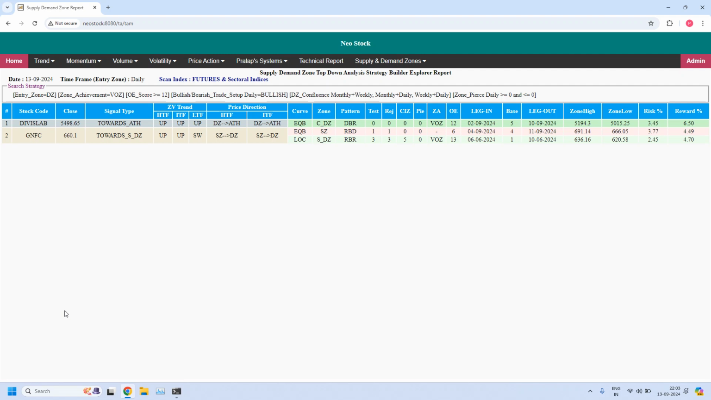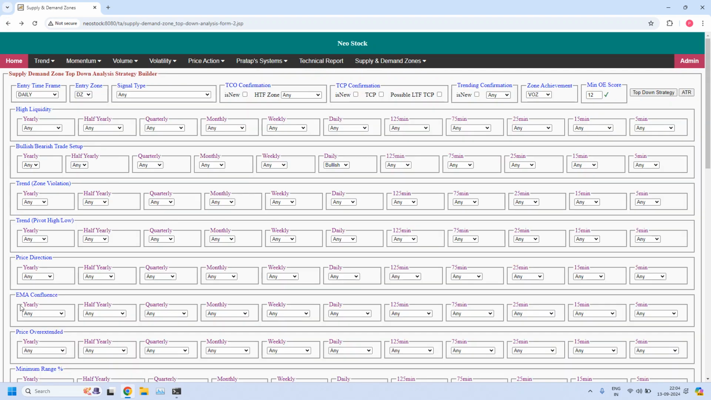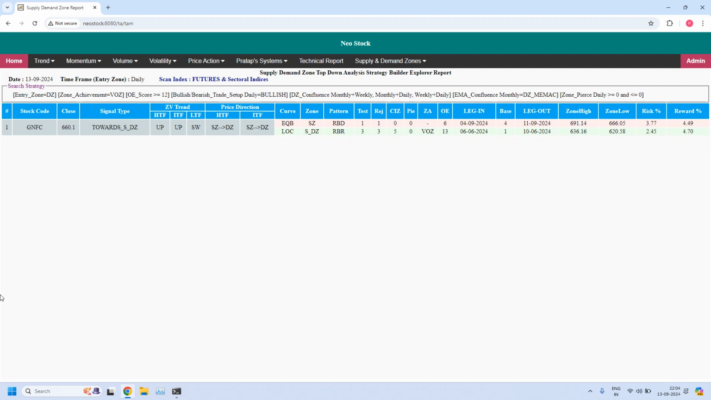Because the daily zone and weekly zone together are part of the monthly zone, if monthly zones have monthly EMA confluence, it is a high probability trade setup. So in the EMA confluence, I enabled monthly demand zone with monthly EMA confluence. Only 1 stock. Out of 2, 1 stock is filtered. This is a high probability trade setup. Maybe that is the reason why the zone has already been tested 3 times, and it is a high liquidity zone. This is a daily zone. This daily zone is part of weekly. Again, daily and weekly together are part of monthly. And that monthly has monthly EMA confluence.